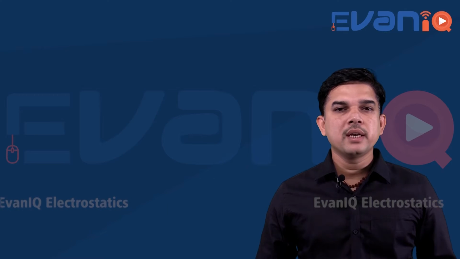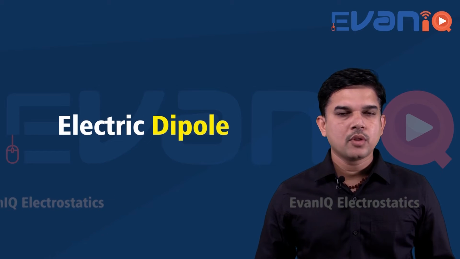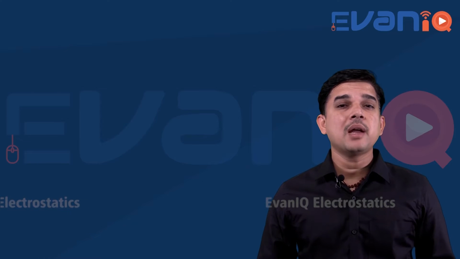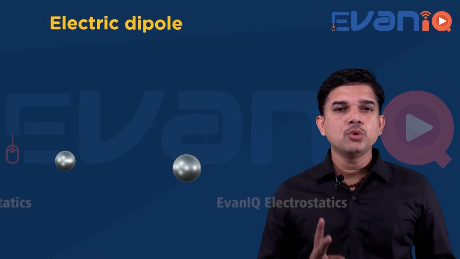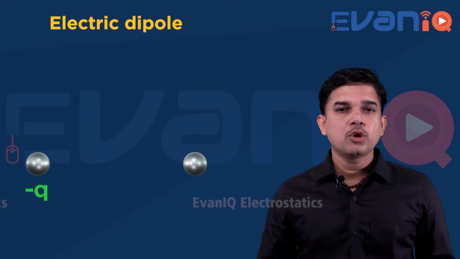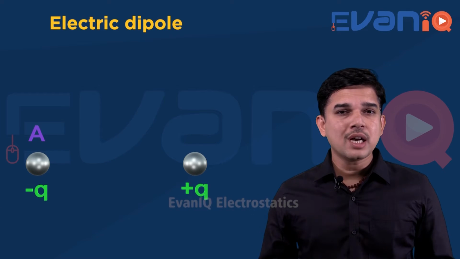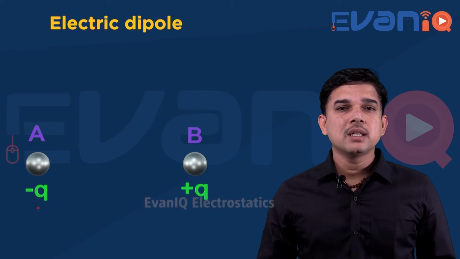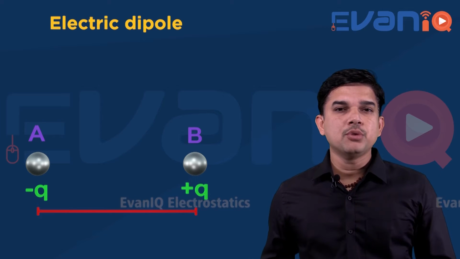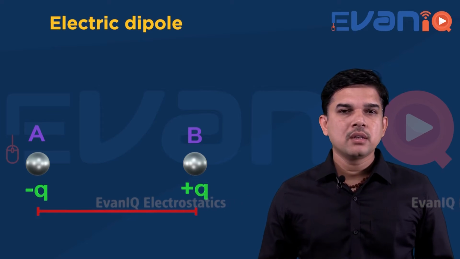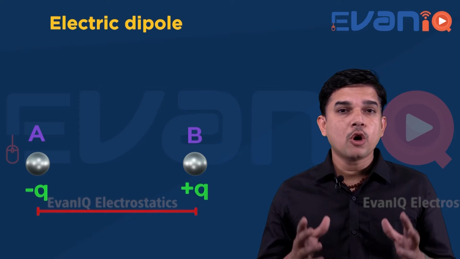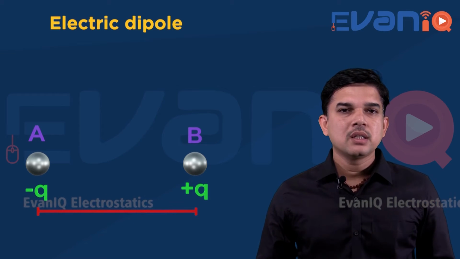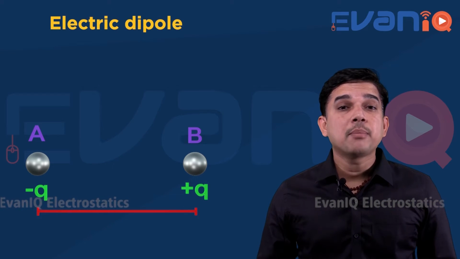Now the next topic is electric dipole. What is an electric dipole? An electric dipole is a system of two charged particles, two charges which are equal in magnitude but opposite in sign, and placed apart from each other at a fixed distance. This is called an electric dipole.